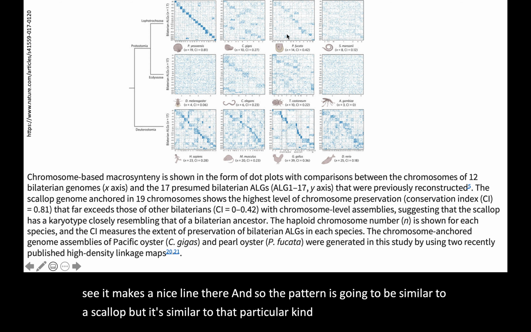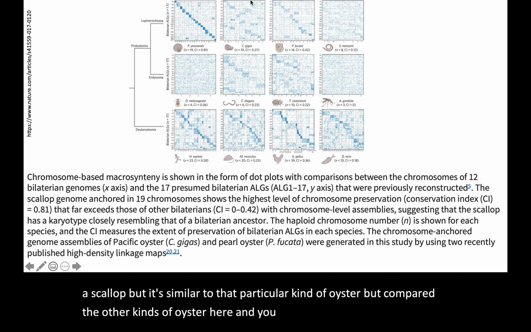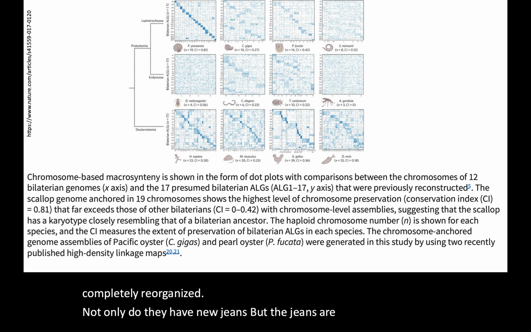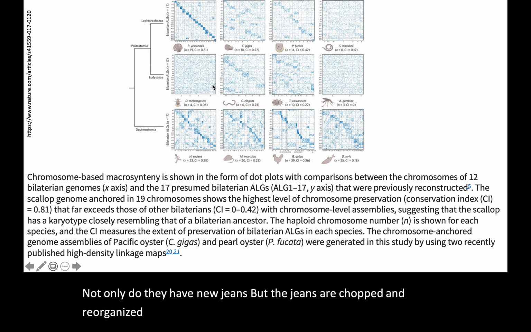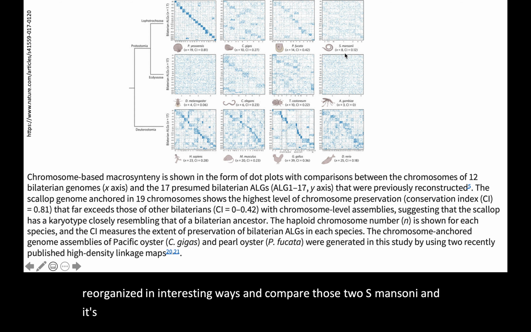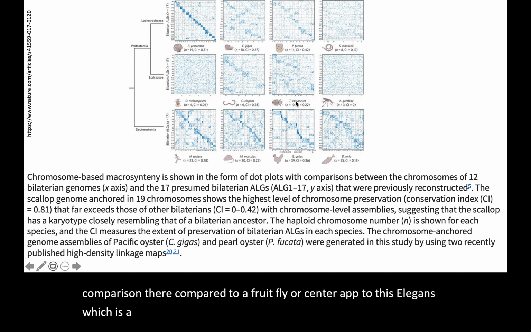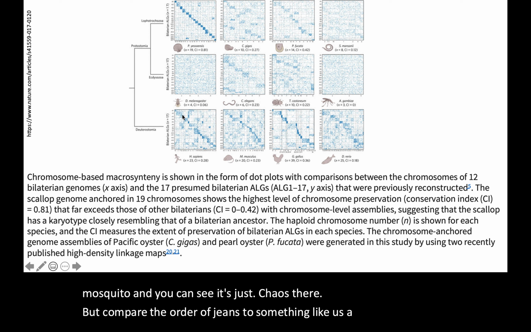But compare the other kinds of oyster here, and you see that their genomes are just completely reorganized. Not only do they have new genes, but the genes are chopped and reorganized in interesting ways. And compare those to S. mansoni, and it's just nonsense. This would be an annelid. So there's basically no real comparison there. Compare it to a fruit fly or Caenorhabditis elegans, which is a nematode, or compare it to a flower beetle or an Anopheles mosquito, and you can see it's just chaos there. But compare the order of genes to something like us, Homo sapiens, and bam, they pop back into line.